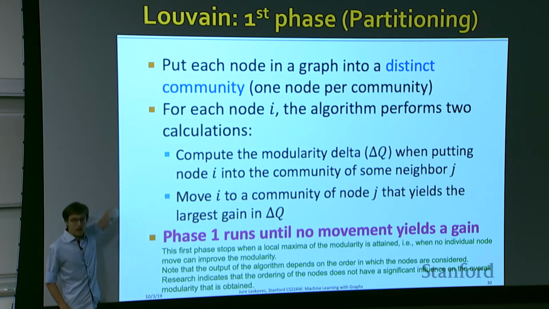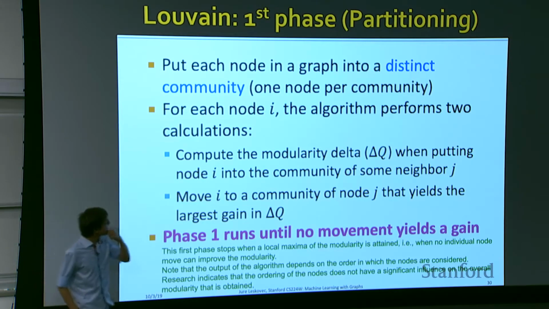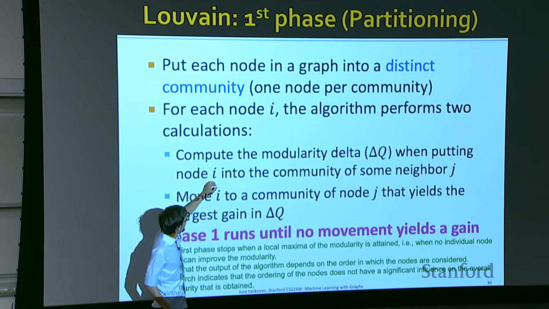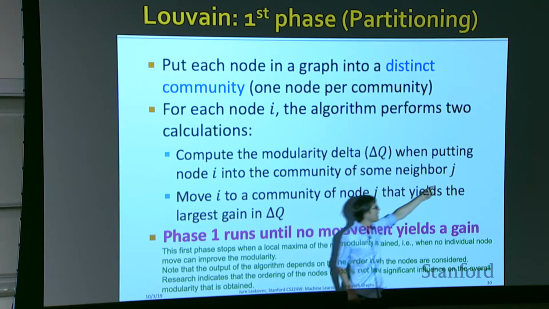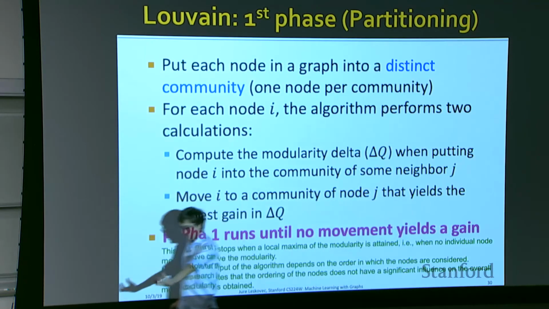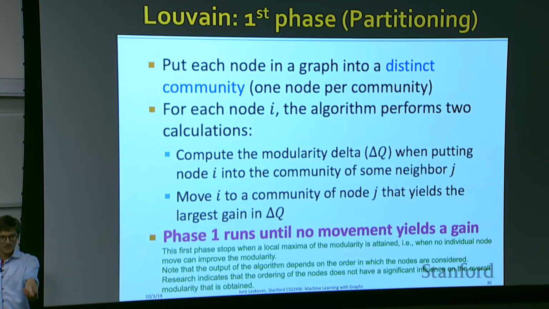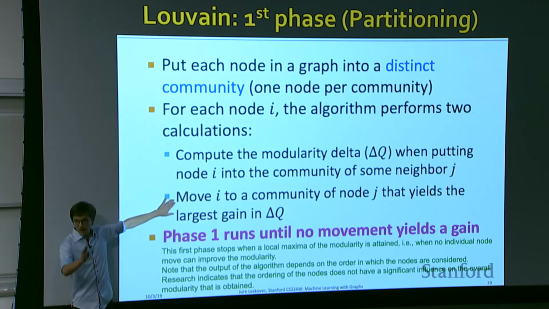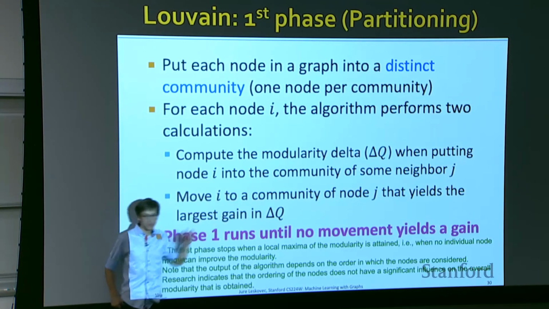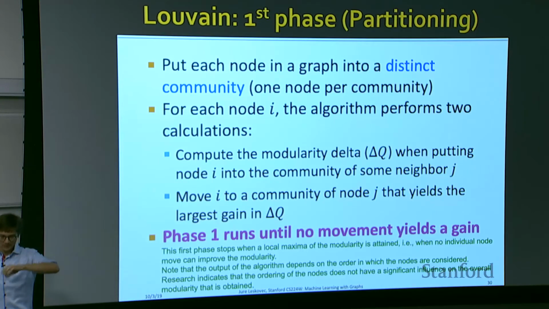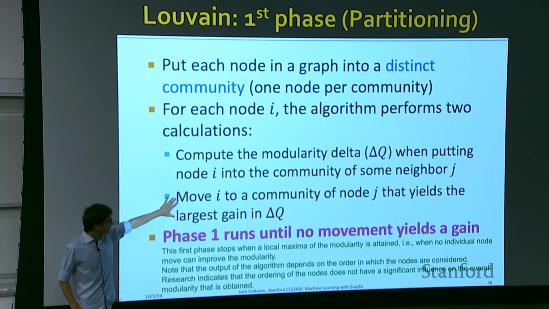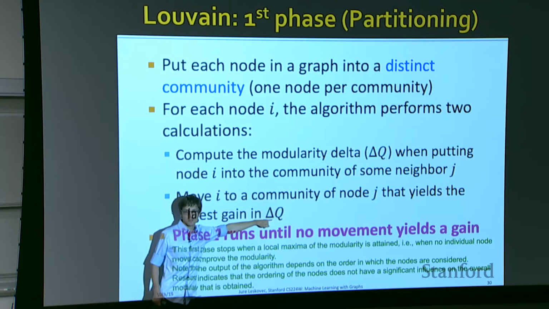And now we will loop over the nodes, and for every node I, we will perform two calculations. We will ask, what is the modularity delta if I take the node out and put it into the community of some neighbor j? For every neighbor, I will ask, what is your community? How much would the modularity increase if I take I and put it into j? And after I have asked every neighbor j of node I how much the modularity would increase if I move that node I into that community, I will decide on the move that gives me the largest gain in modularity.